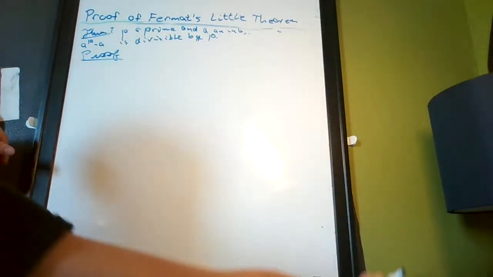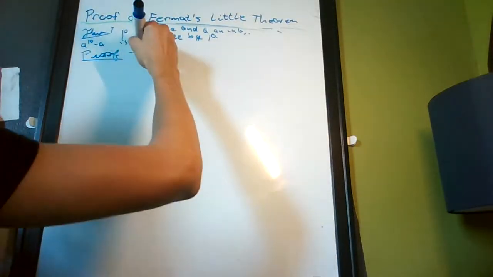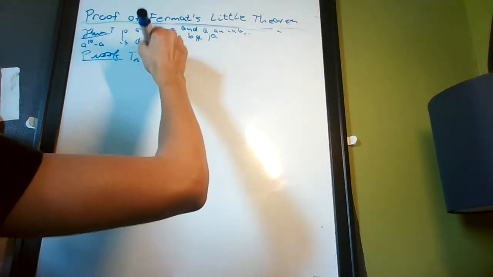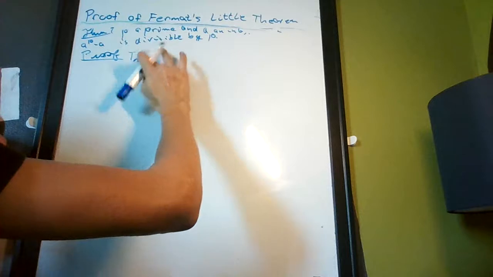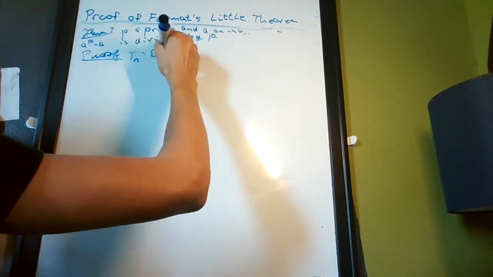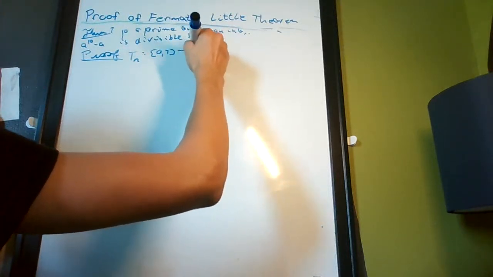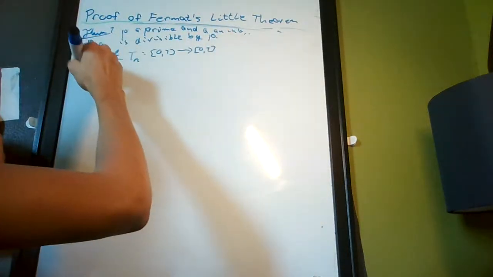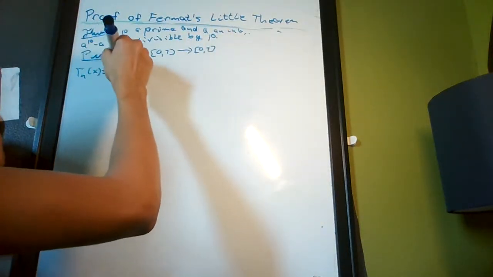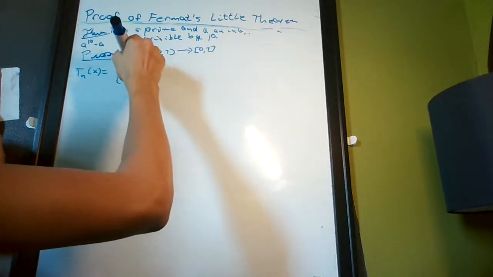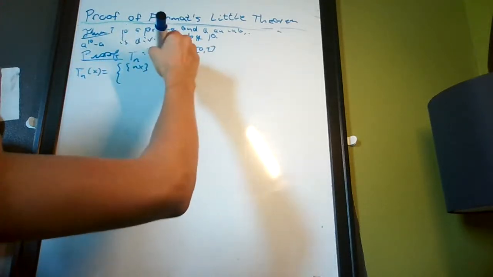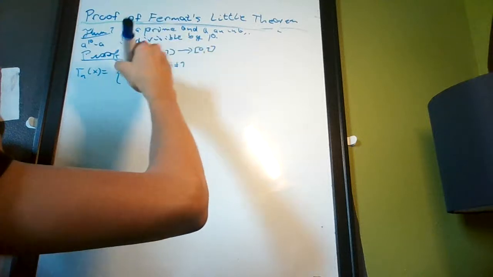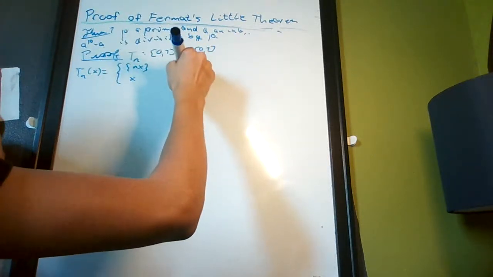decimal point. Okay, so now with those in mind, we define Tn of x, a function from [0, 1] to [0, 1], and we define it as Tn of x being the fractional part of nx for x not equal to 1, and x for x equals 1.